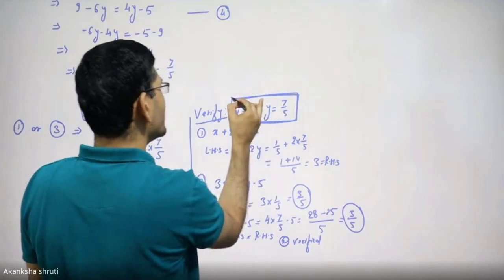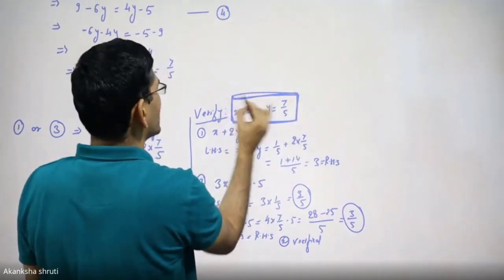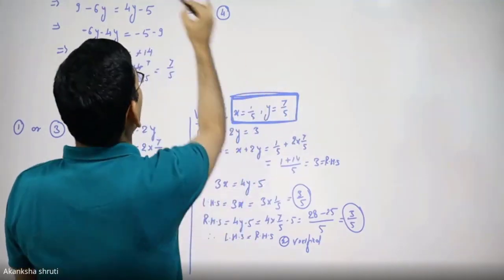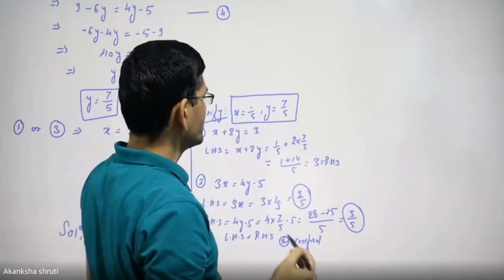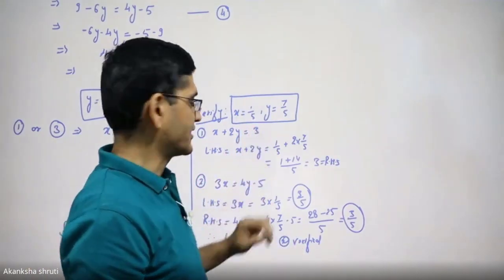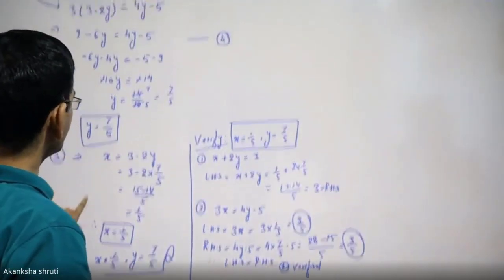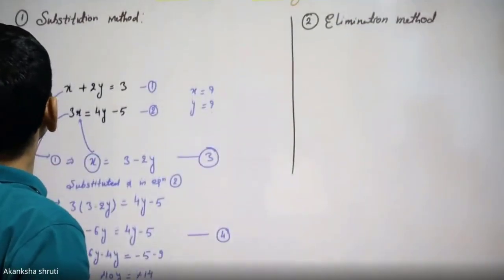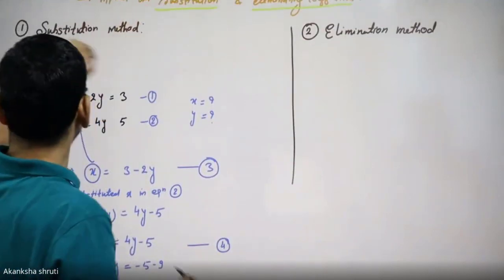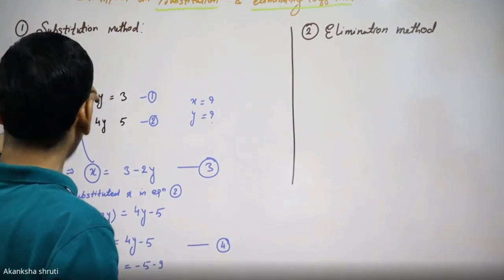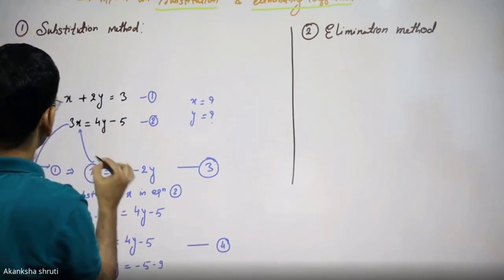So this way you can check your own answer whether it is correct or not. If you have the time in your examination, you must verify whatever variable you have calculated. So student, this method or the method 2, where we have calculated the value of the variable.